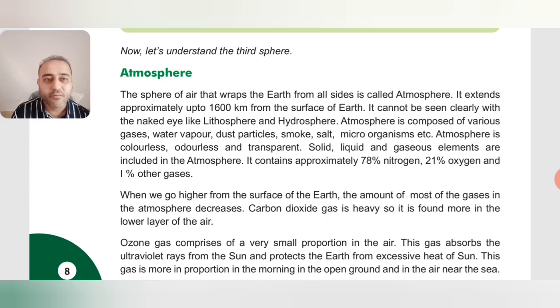When we go higher from the surface of the earth, the amount of most of the gases in the atmosphere decreases. Carbon dioxide gas is heavy, so it is found more in the lower layer of the air. So from this I can give you one example, that as and when we go higher and higher from the surface of the earth, the amount of gases becomes lower and lower. It becomes thinner and thinner, right?